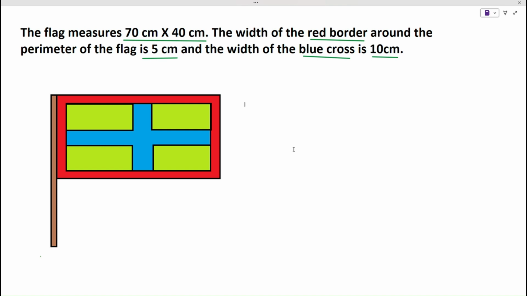In this video, we will be going over an 11 plus question, where we will look at the different areas of a flag. Now let's read our question. The flag measures 70 centimeters by 40 centimeters. The width of the red border around the perimeter of the flag is 5 centimeters, and the width of the blue cross is 10 centimeters.